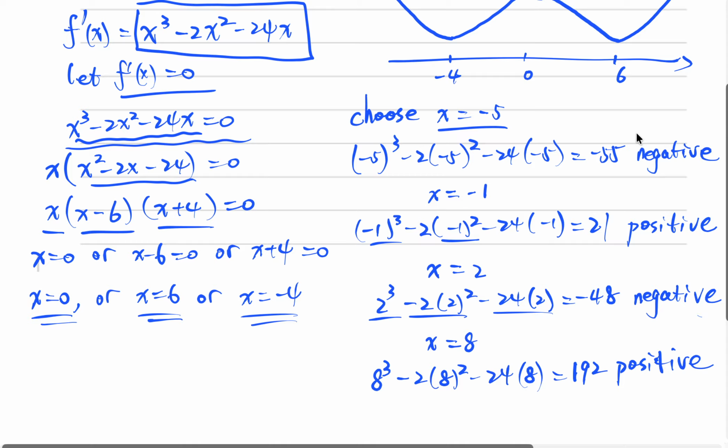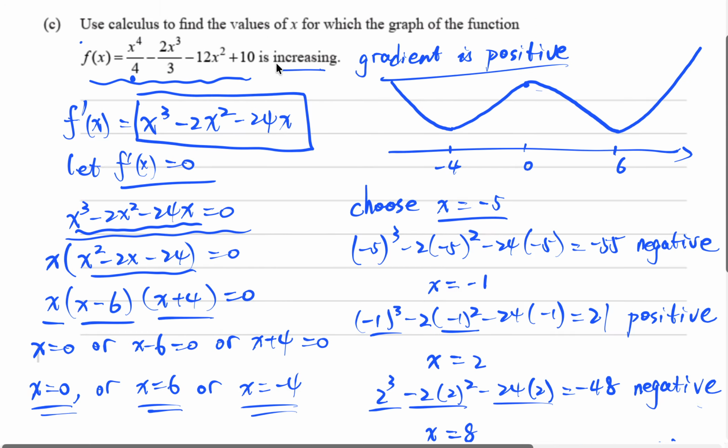So let me write down my conclusion: where the function is increasing. Look at this graph. It's the increasing part. I will highlight it using a pen. Yes, it's this part. I like this color to be clearer. Yeah, this pink color is better. So it's from negative 4 to 0, and from 6 until infinity.